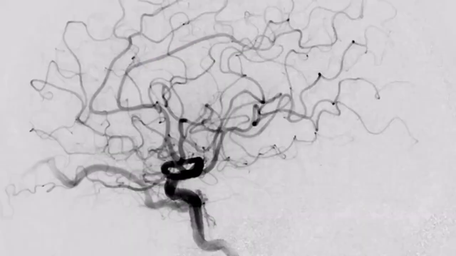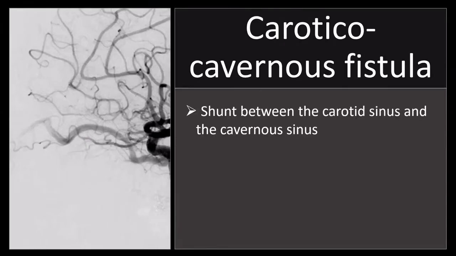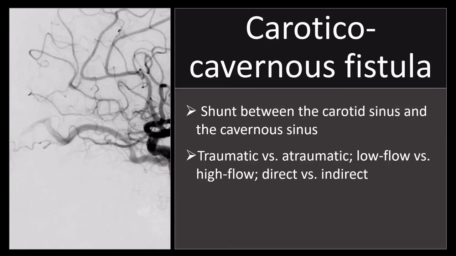Well, yes, the patient did have a carotico-cavernous fistula, so a direct connection between the carotid system and the venous system at the level of the cavernous sinuses. And we see here, this is not the ophthalmic artery, no, this is the superior ophthalmic vein, which opacifies in the arterial phase because there is an arteriovenous shunt. And we can actually see the shunt over here at the level of the cavernous sinus. So a carotico-cavernous fistula is a shunt between the carotid system and the cavernous sinus.